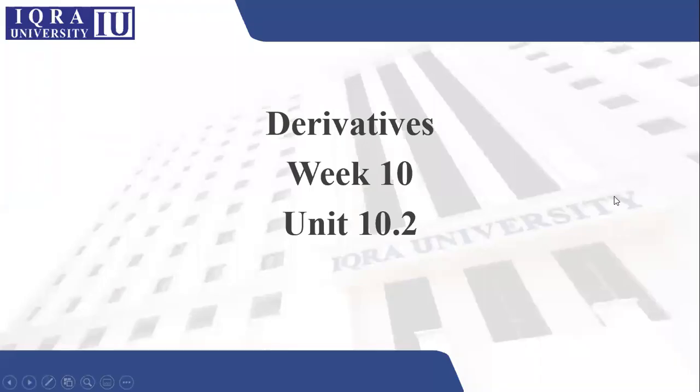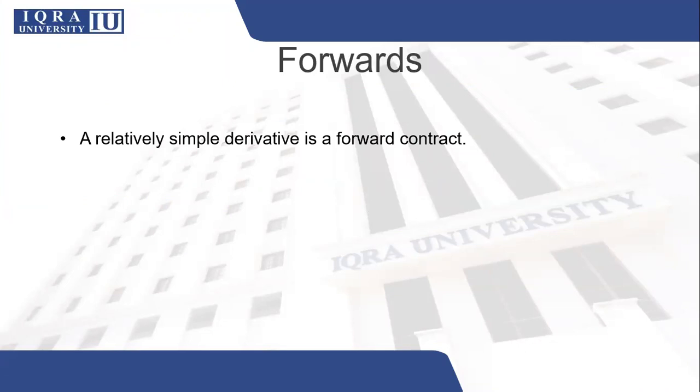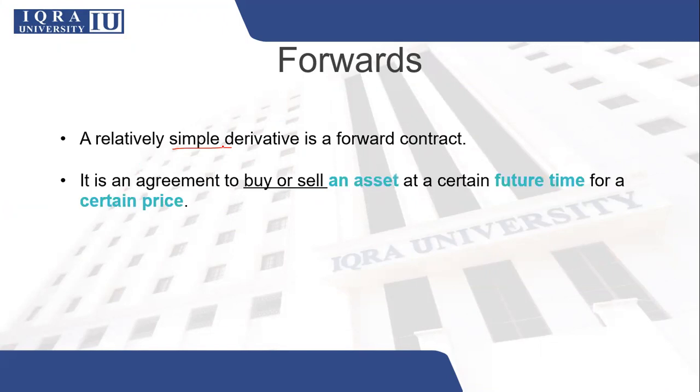So now in this unit we will discuss the most simple type of derivative instruments, which are called forwards and futures. A forward, like I already said, is a relatively simple derivative. We will begin with this so that you can easily understand derivative products. It is an agreement to buy or sell an asset at a certain future time for a certain price.